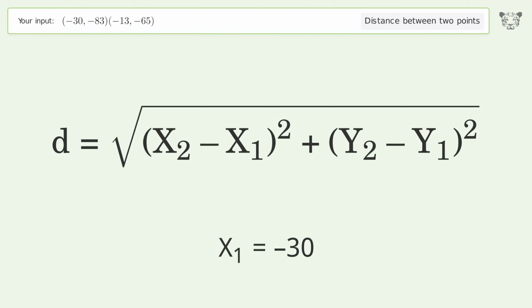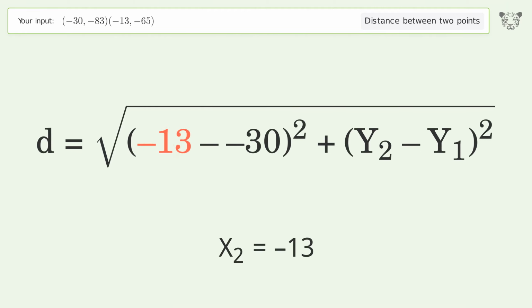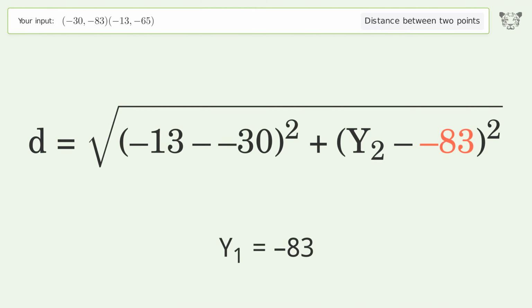x1 equals -30. x2 equals -13. y1 equals -83. y2 equals -65.